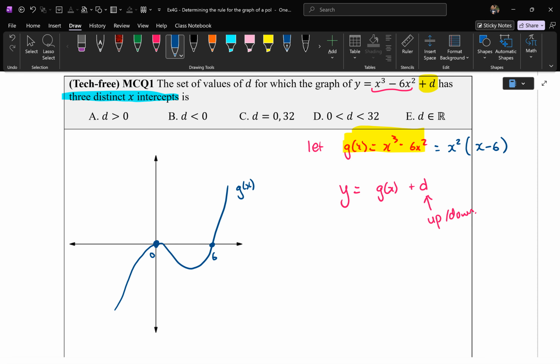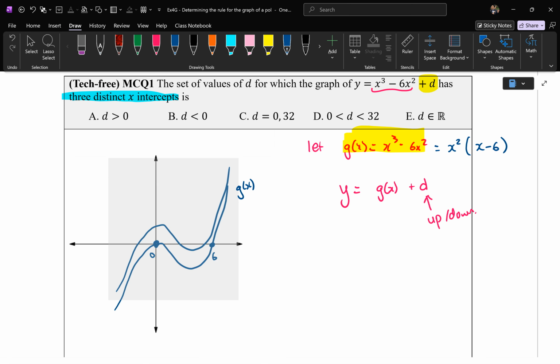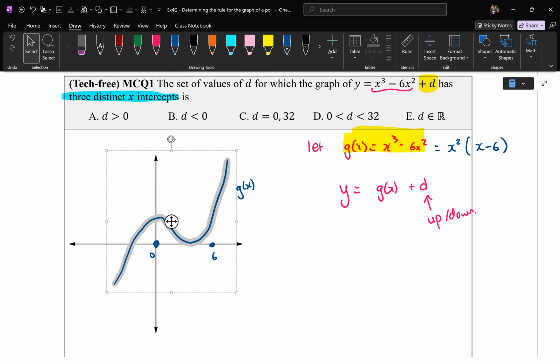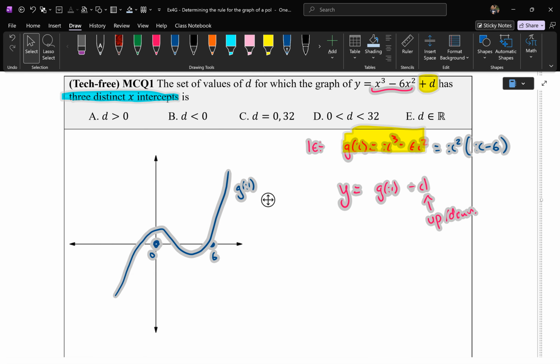So d governs whether it's a vertical translation. Do I move it up or down so that I get 3 distinct x-intercepts, meaning 3 separate x-intercepts? Right now I only got 2. So logically, the only way to do this, and if I pick up the graph, is you add. So moving it up, that's 1 intercept. Then now if you want 2 intercepts like this, and then if you want 3, there we go.